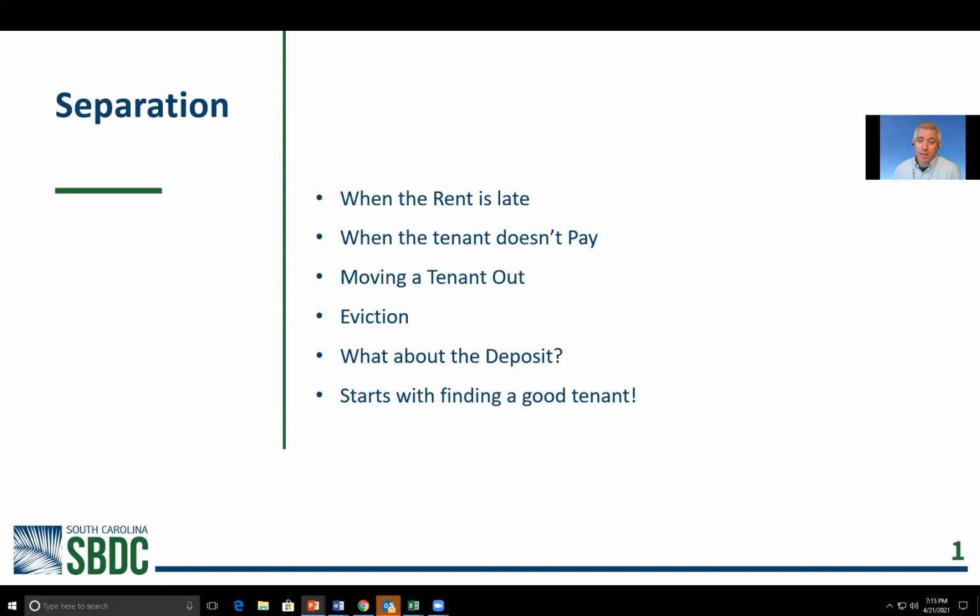Separation. What do you do when rent is late? It goes back to communication, right? Rent's late. You're like, where's rent? It's the 5th. Usually you pay on the 1st, late after the 5th. But you can pay on the 15th, late after the 20th. But it's a 5-day grace period. So when that 5-day grace period is up, generally speaking, there's a late fee.